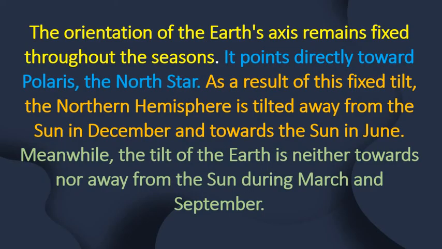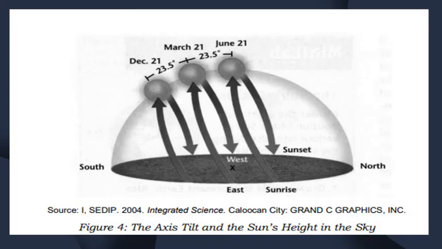The orientation of the Earth's axis remains fixed throughout the seasons. It points directly toward Polaris, the North Star. As a result of this fixed tilt, the Northern Hemisphere is tilted away from the sun in December and towards the sun in June. Meanwhile, the tilt of the Earth is neither towards nor away from the sun during March and September. So look at this.